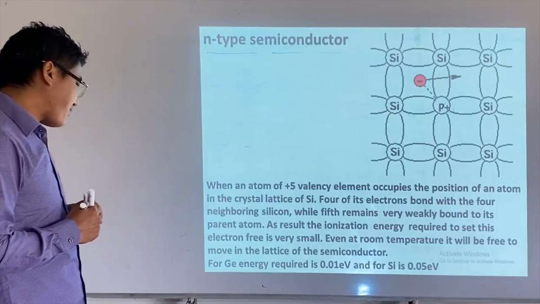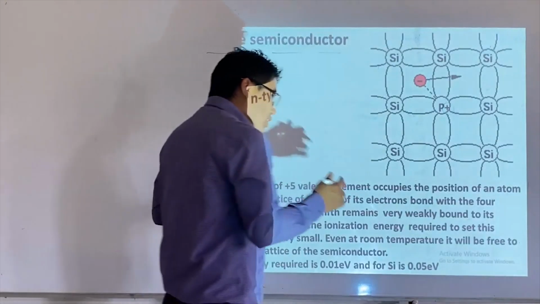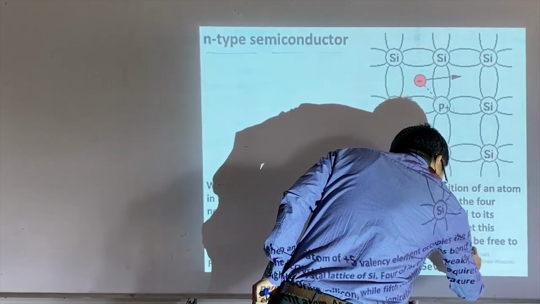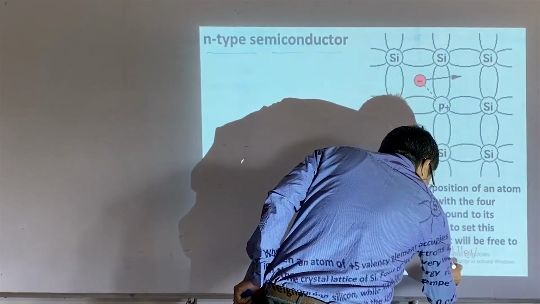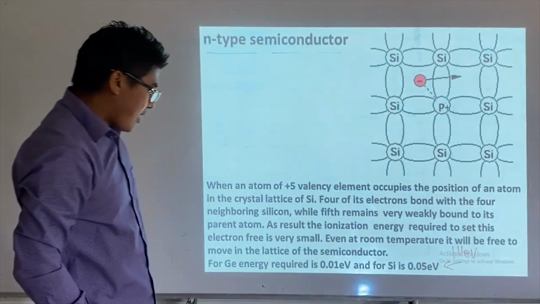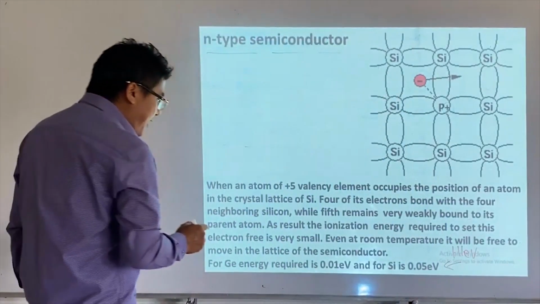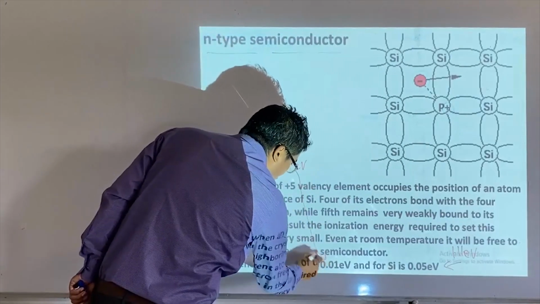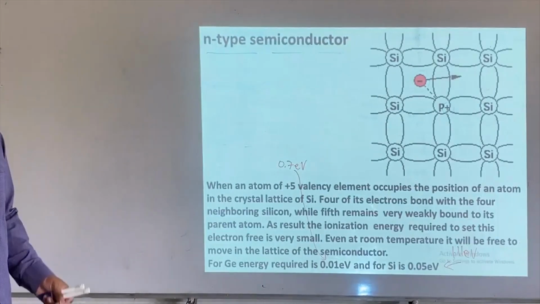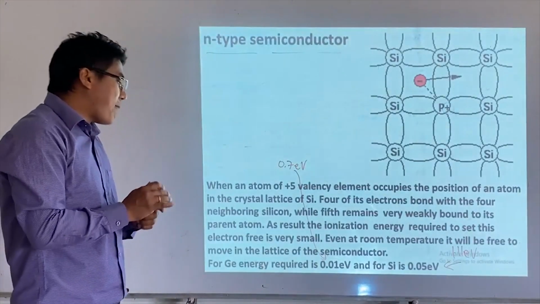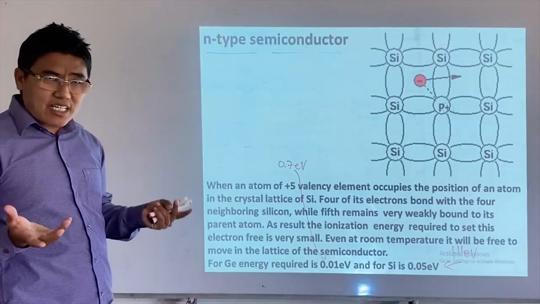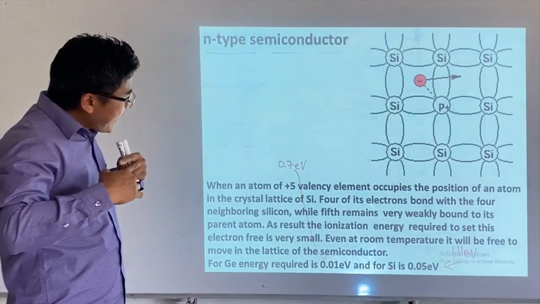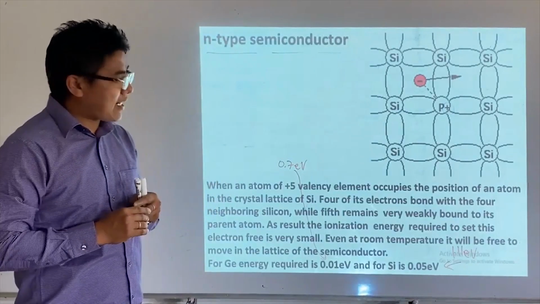Earlier, in the case of silicon, the energy gap is 1.11 electron volt. Now it is reduced to 0.5 electron volt. Earlier, in the case of germanium, it is 0.7 electron volt. Now it is reduced to 0.01 electron volt. So at room temperature, these kinds of energies are readily available, so all the electrons can be pushed into the conduction band.